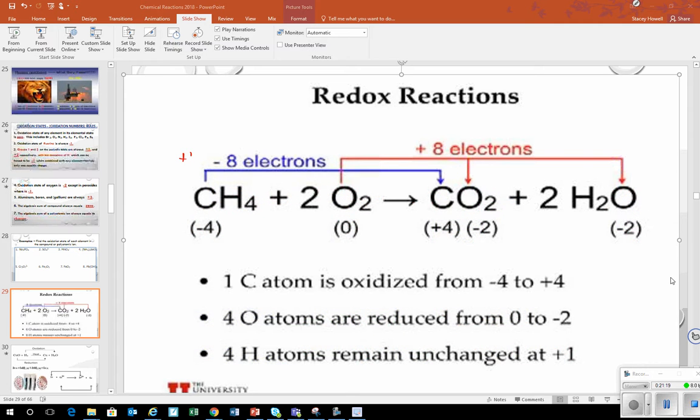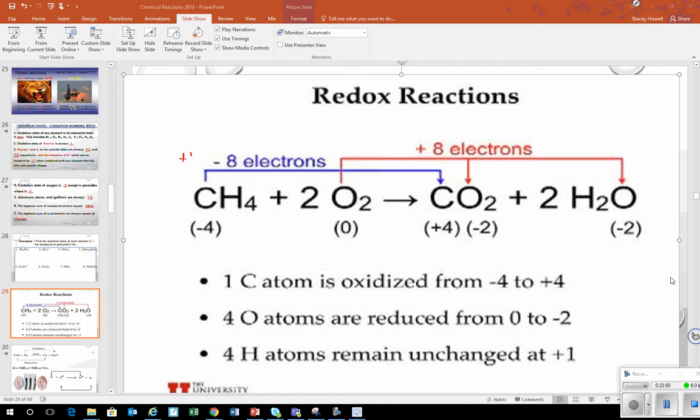Okay, so as we look at this equation right here, we are able to identify the elements that change charges. You'll notice that they left out hydrogen because hydrogen stayed a +1 on both sides. But the carbon went from a -4 to a +4. And the oxygen went from a 0 to a -2. So 8 electrons were gained by the oxygens because we have 4 oxygens and each oxygen gained 2 electrons. So that's 8 electrons. And 8 electrons were lost by the carbon by going from a -4 to a +4.